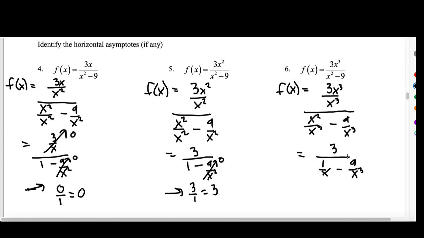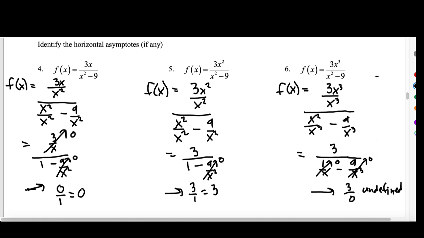So as x goes to infinity, 1 over x is going to approach 0. 9 over x cubed is going to approach 0. So this whole thing is going to approach 3 over 0, which is undefined. Okay. So that means that this function has no horizontal asymptote. Okay. Now, this method will always work. Just divide every term by the highest power of x, right, and analyze it.